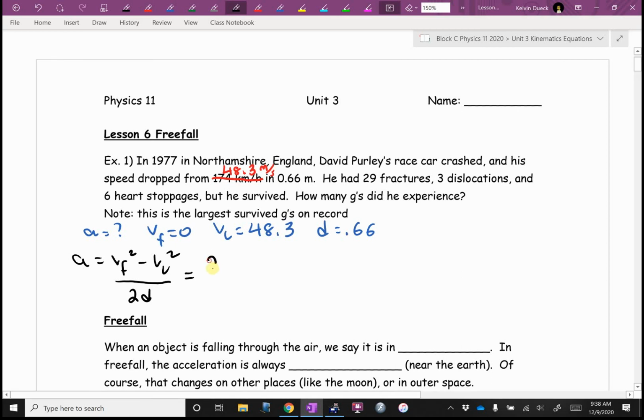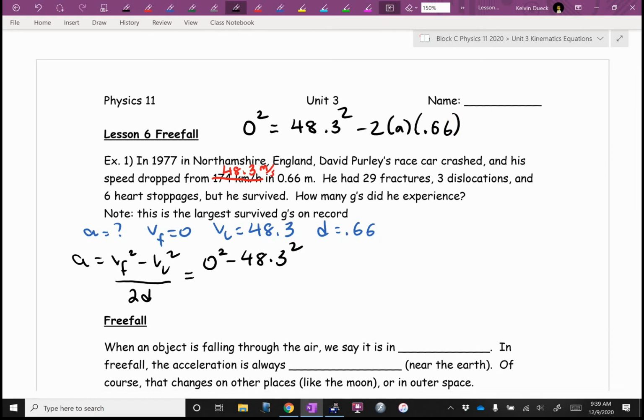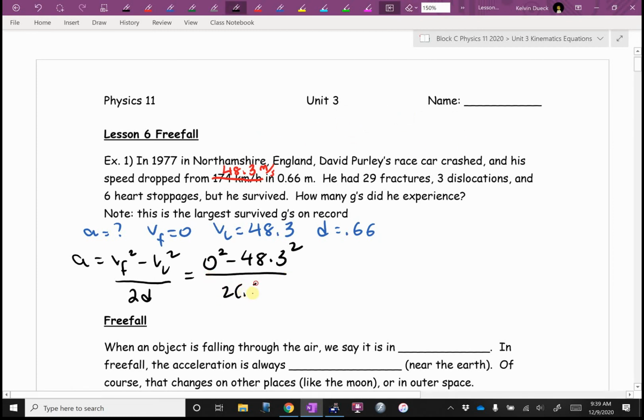Yeah. 0 squared minus 48.3 squared. When I said that, Sophia said, what? There's some teachers that would teach this way. They would say, oh, 0 squared equals 48.3 squared minus 2 times A times 0.66, and they would do this plugging in numbers right away and do everything by equation solving. I'd rather do my algebra first and plug my numbers in last. Some of you have raced ahead already.